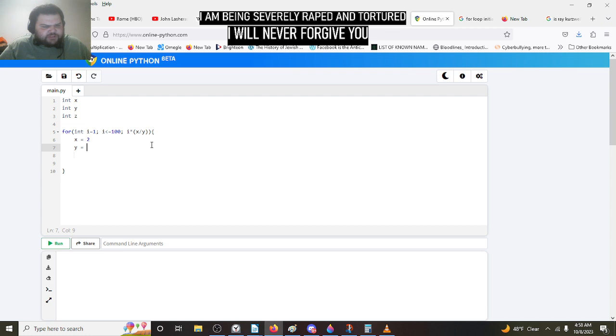So x is going to be our initial multiplication value, which is going to be 2. And y is not going to be 1.5625 or whatever, or 1.28. But we're going to have to establish y as being a ratio or proportion.